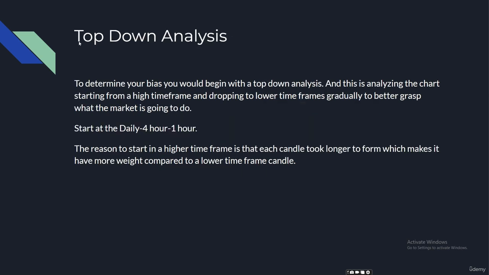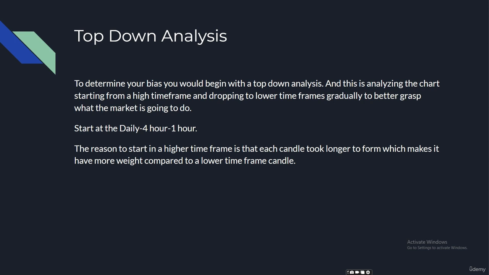Next, something called a top-down analysis, and I briefly mentioned this earlier in the video. A top-down analysis is analyzing the chart starting from a high time frame, like the daily, and dropping to lower time frames gradually to better grasp what the market is going to do. So first, start at the daily, drop to the 4 hour, then the 1 hour.